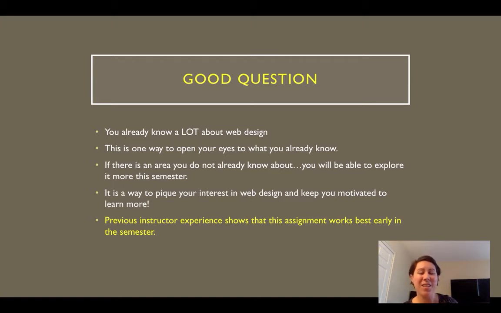We want to pique your interest in web design as well and keep you motivated. And previous instructor experience basically just shows that this assignment works best early in the semester. It's a nice motivator and hook to kind of draw you into the content and get you thinking about what you know and what you don't know, what you want to learn more about, and just to get you thinking, right? It's kind of a primer, would be kind of the instructional design term.